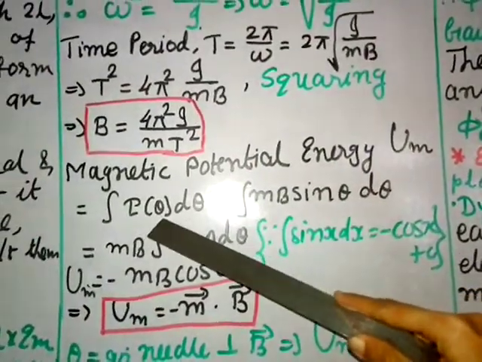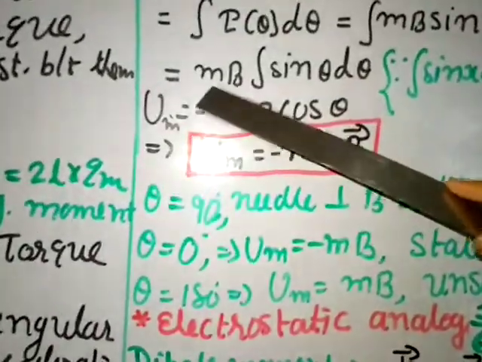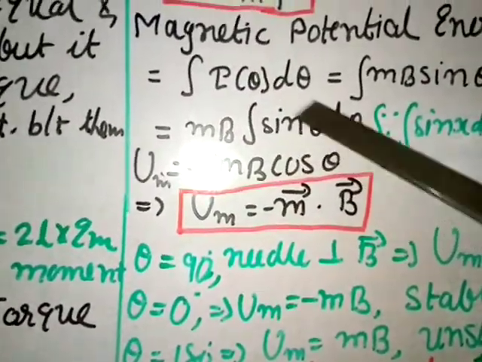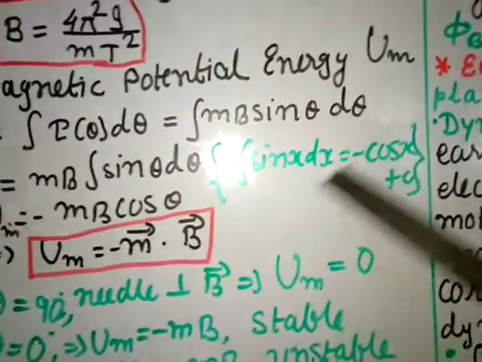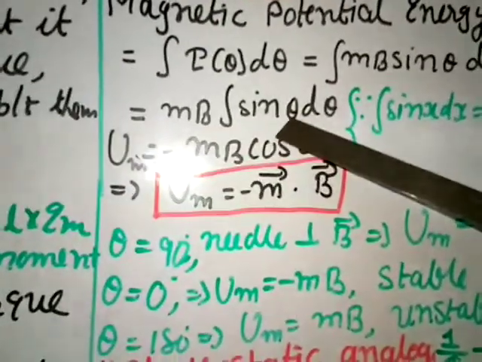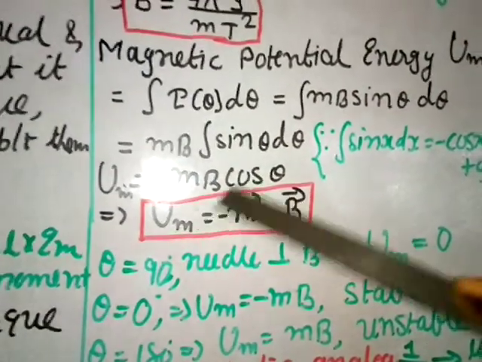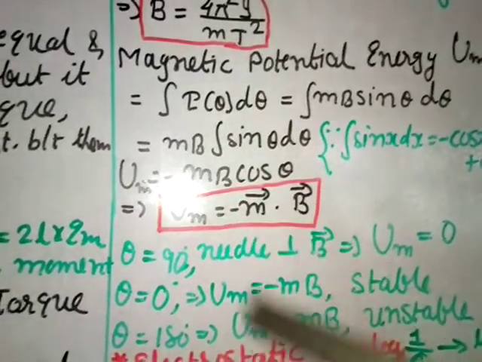Theta here is only to say it is a function of theta. mB is constant, take it out of the integral, so you get the integral of sin theta d theta. The integral of sine is minus cos. Integral sin x dx is minus cos x plus c. So I write the integral of sin theta as minus cos theta. So U_m is equal to, I write in vector form, vector m dot vector B, with a minus sign.